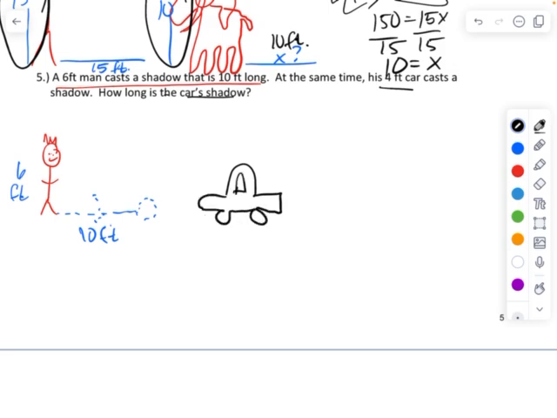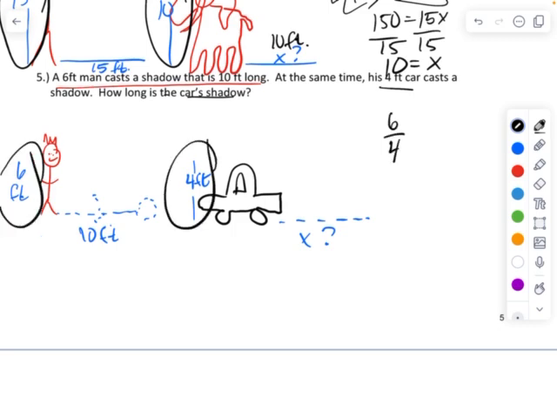All right, so here's a car. His 4-foot car casts a shadow that is how long? We don't know. Let's find some corresponding sides. I'm hoping that you'll see 6 corresponds to 4. 6 to 4, so man to car. I'm going to use those same labels on the right-hand side. 10-foot shadow, X. We don't know the car's shadow, but what we can do is we can cross multiply.